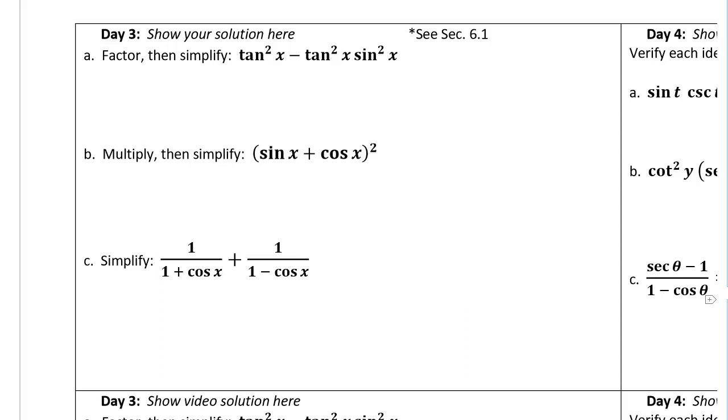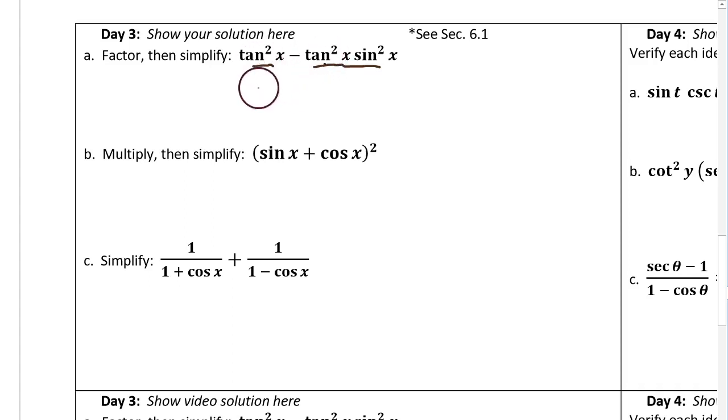Here are the solutions for day 3. Question A, factor then simplify. So we have this expression that has this subtraction sign in here separating the first term from the second term. This is called a binomial. And I observe that there is a common factor here and here.